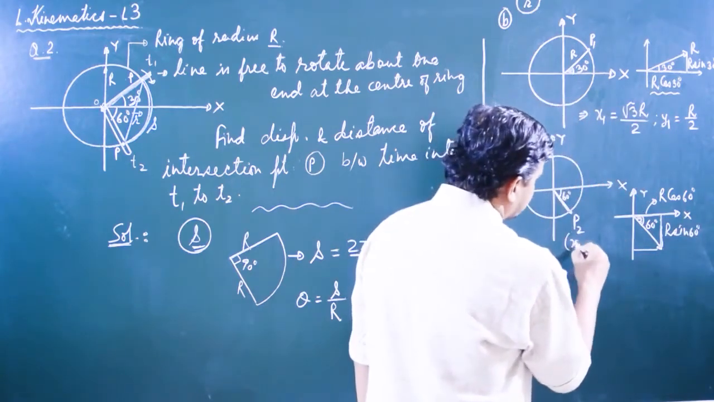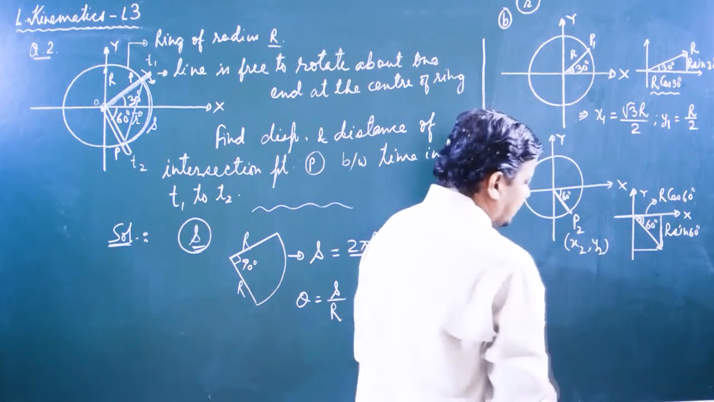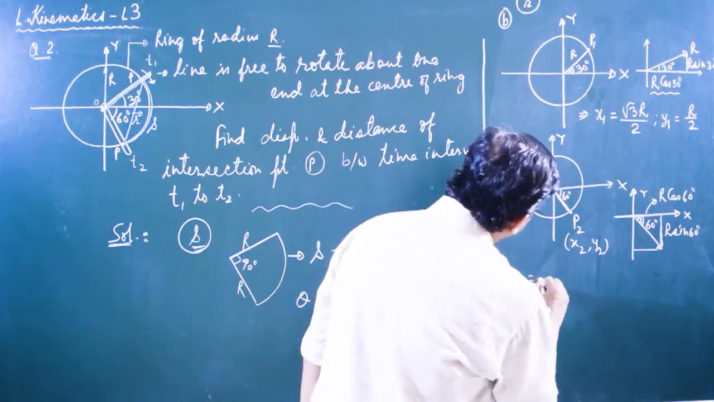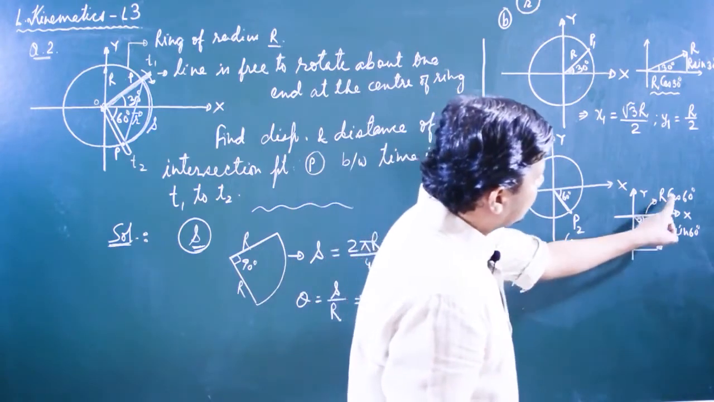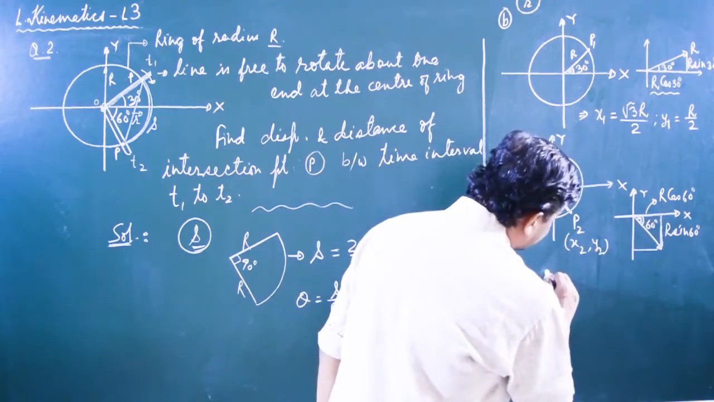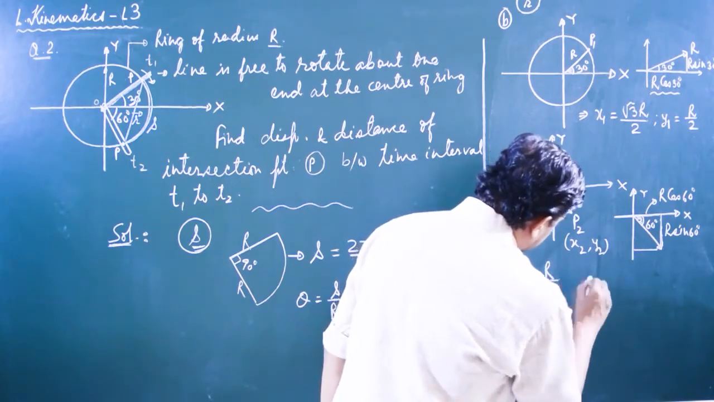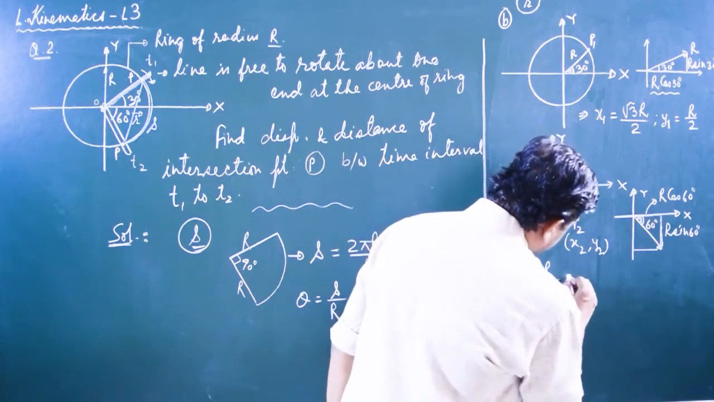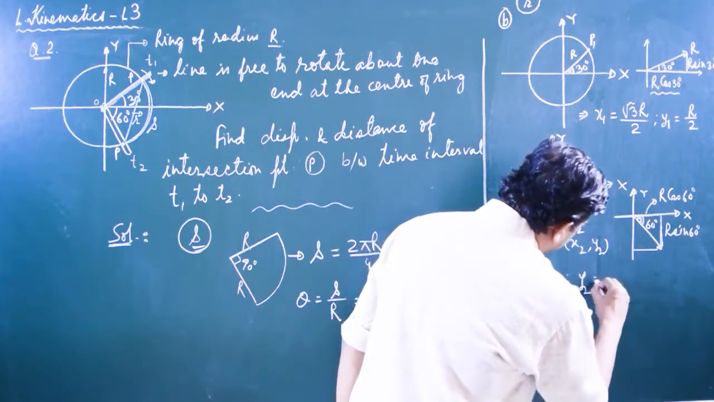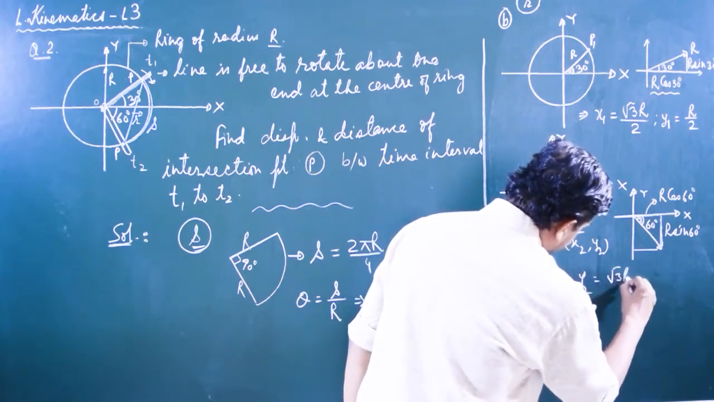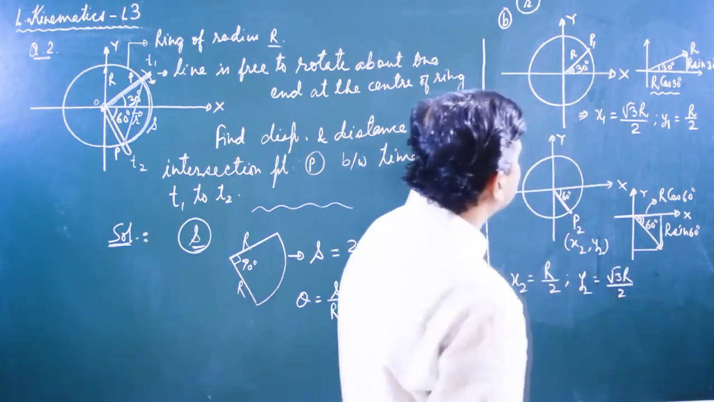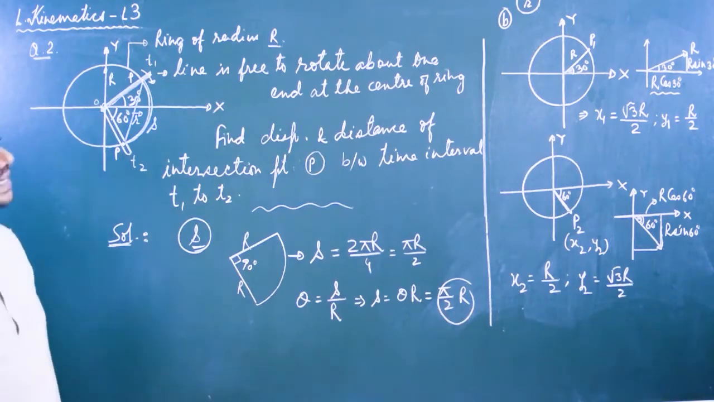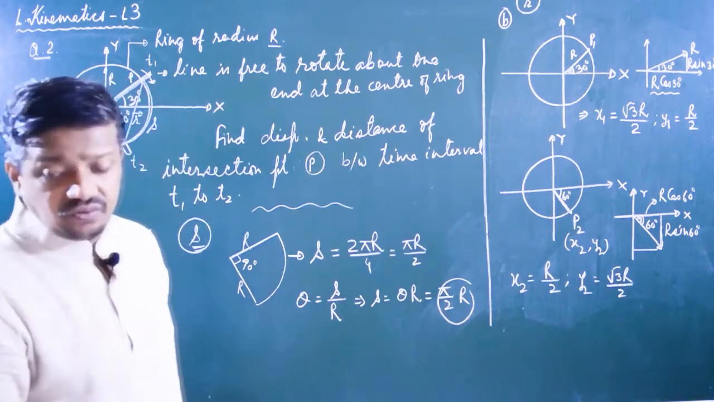Now coordinate for P2 is x2, y2. Okay. Then what is the value of x2 here? That is r cos 60. R cos 60 is r by 2. And what about y? R sin 60. Sin 60 is root 3 by 2. So y2 is equal to root 3r by 2. Okay. Now you have initial and final coordinates x1, y1 and x2, y2.